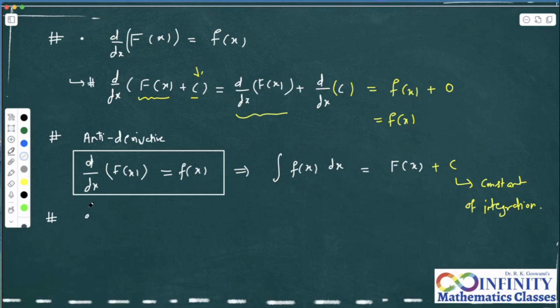Let me just try to elaborate more. Can you please tell me what is going to be the derivative of x? Just 1. Perfectly okay. You are absolutely right there. So now do the reverse part. What is going to be the integration of 1 dx? It is going to be x only, and you need to add the constant of integration c.